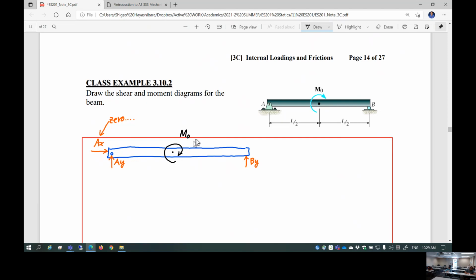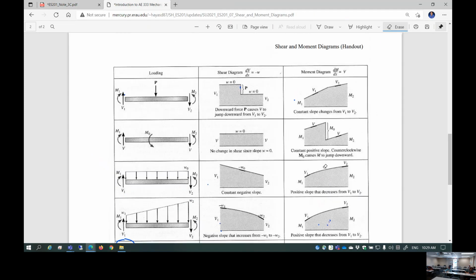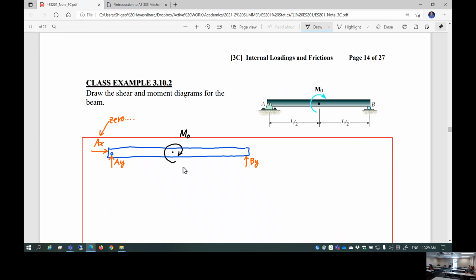And let's just double check if this is a positive or negative application. We're going to go back to the handout. M0, this is counterclockwise, going down. Okay, jump down for counterclockwise. So this program is clockwise, so jump up, looks like. So you are going to expect the moment jumping up, right here.